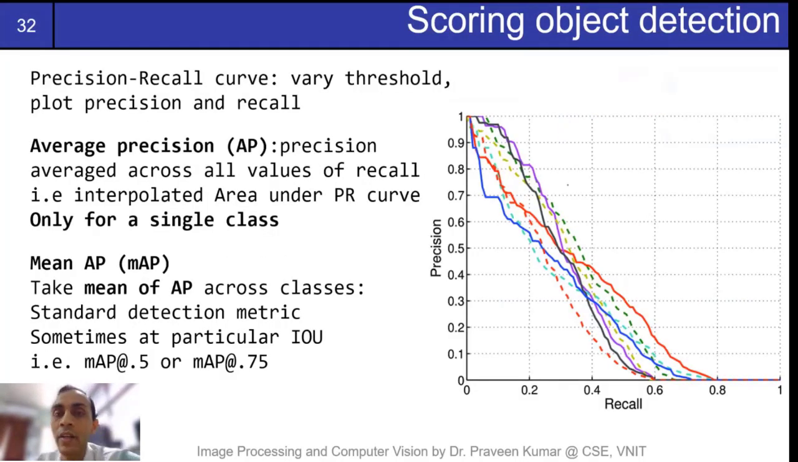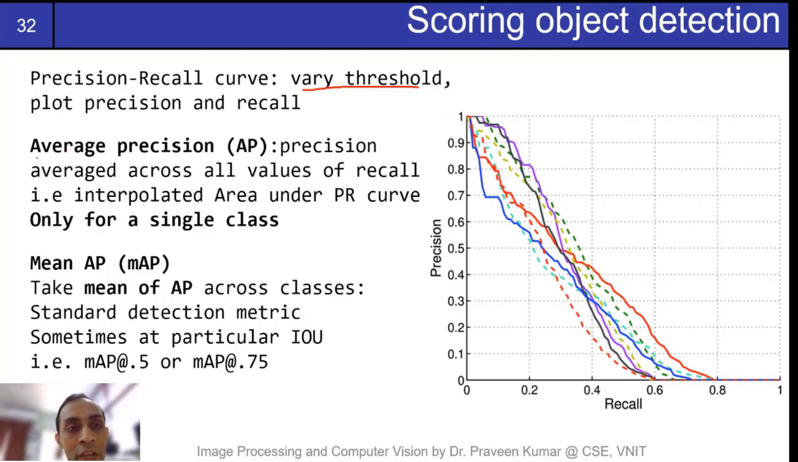So what is generally done is, we need some kind of an average criterion over it. We can vary the threshold and plot this precision and recall. If we keep the threshold high, then precision will be high and recall will be low. And if we reduce the threshold, then recall will increase and precision will go low. So we'll get this kind of a precision recall curve.